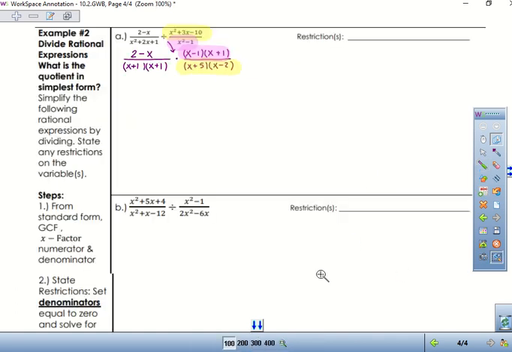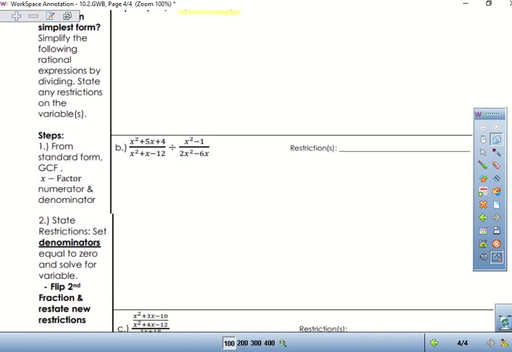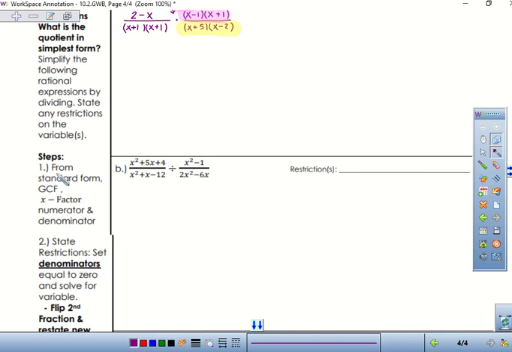Now I want you to read through these steps carefully because there's a few things we have to talk about. Factor numerator, denominator, state the restrictions. Okay, so here's the thing about this.